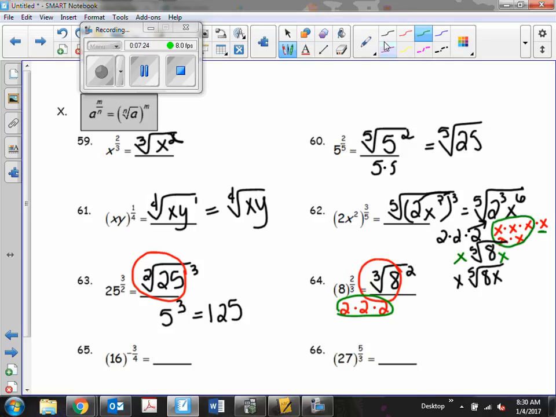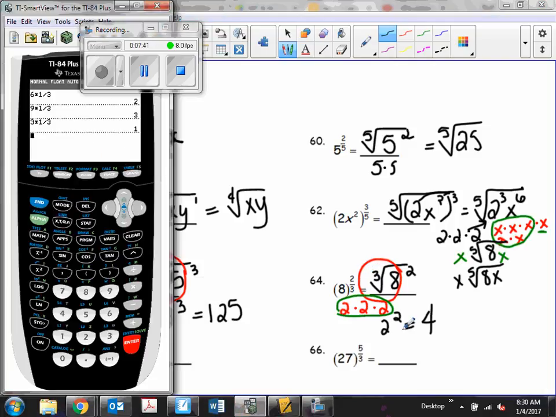So I can rewrite this as 2 squared. And 2 squared is 4. So again, sometimes it's easier to take that radical first. Let me go ahead and show you on the calculator how you can actually enter in this right here, so that way you can kind of take some of the guesswork out.